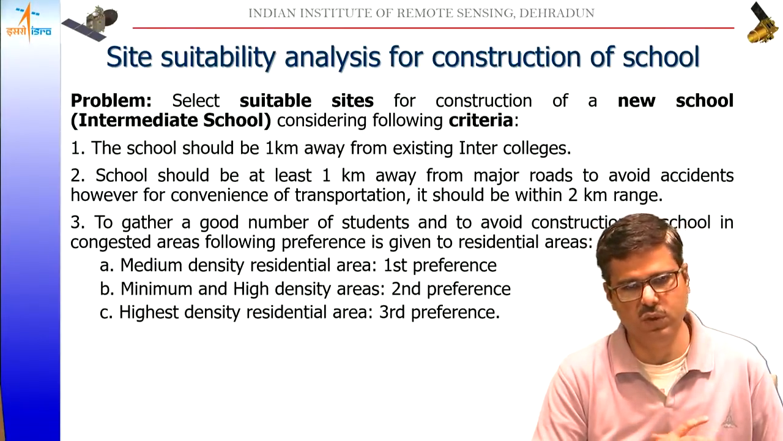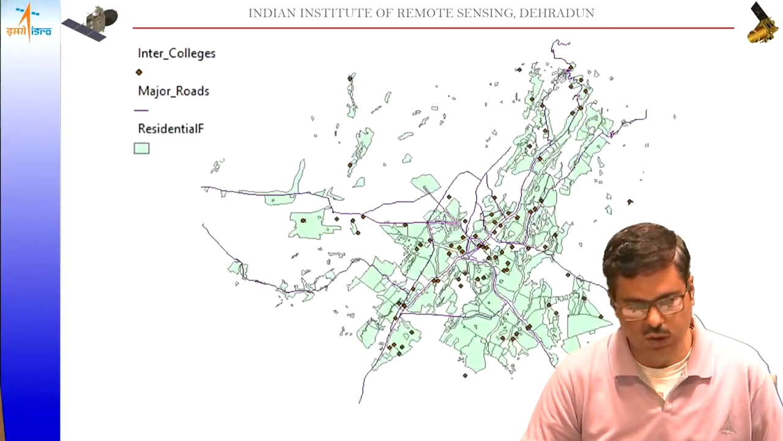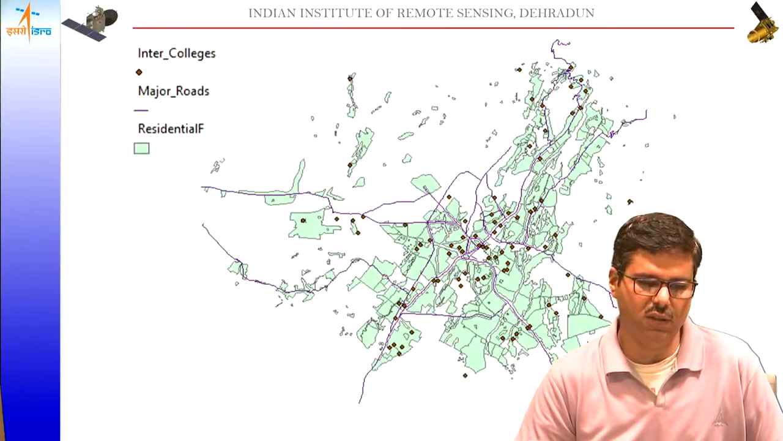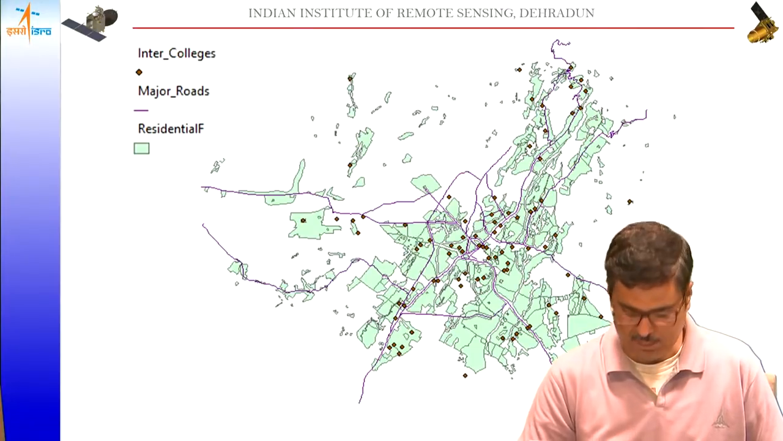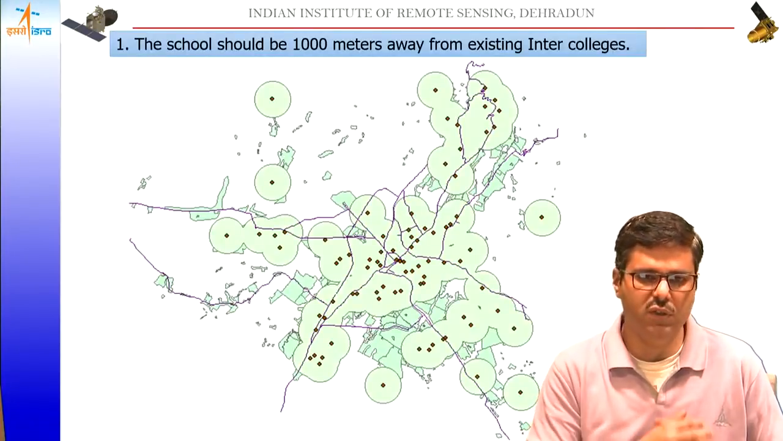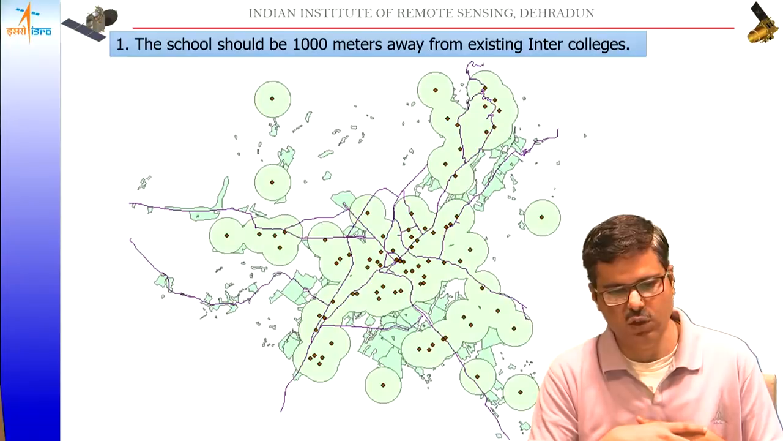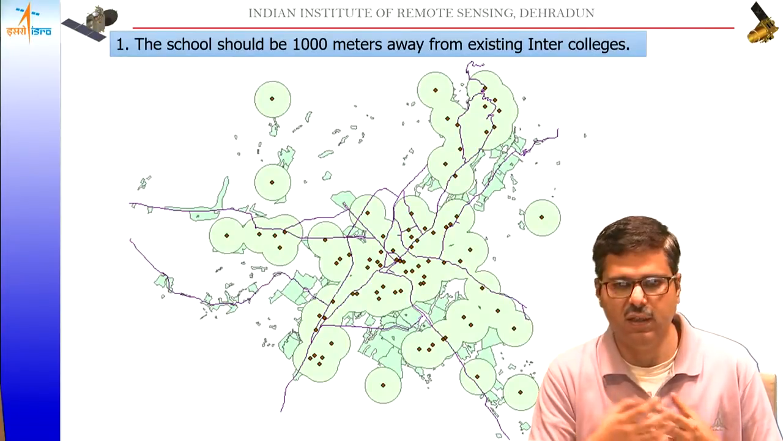When we are given this problem, we should consider the input data that we have got. So here I got three layers: input colleges represented by the diamond symbol, the major roads, and the residential regions denoted by the green color. Now the first requirement is the school should be 1 kilometer away from the existing inter colleges.